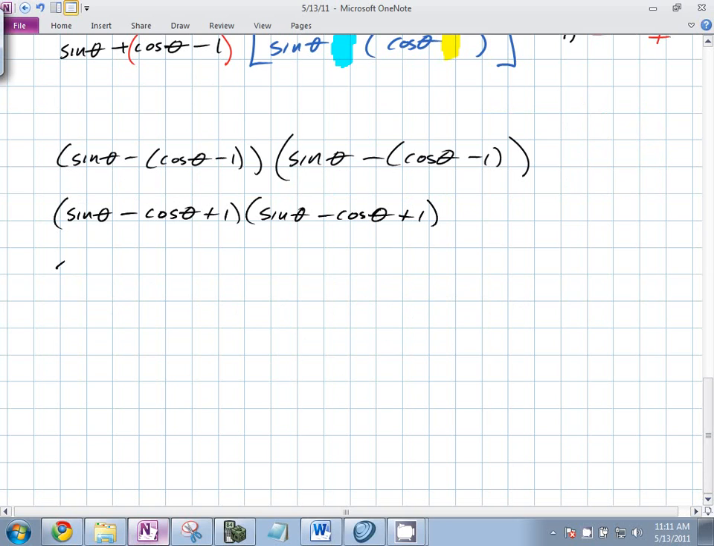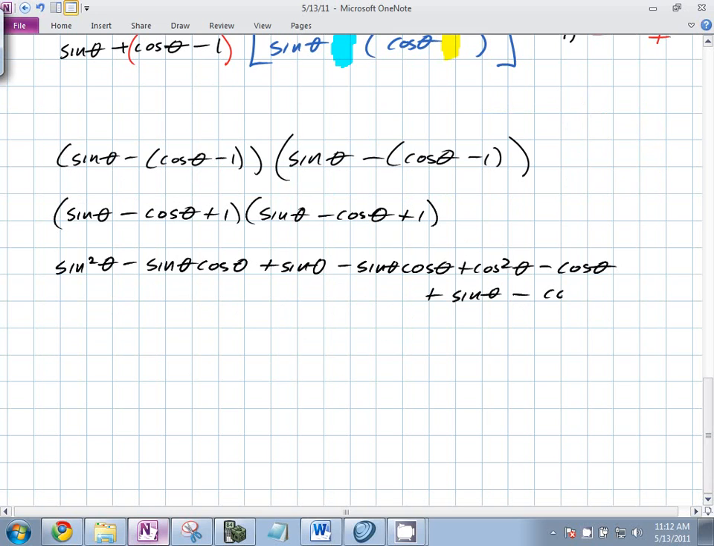So you end up with sine squared theta minus sine theta cosine theta plus minus sine theta cosine theta. I'm just putting it in the same order. Plus cosine squared theta minus what? Cosine theta. And what's the last one going to be? Plus sine theta minus cosine theta plus 1.